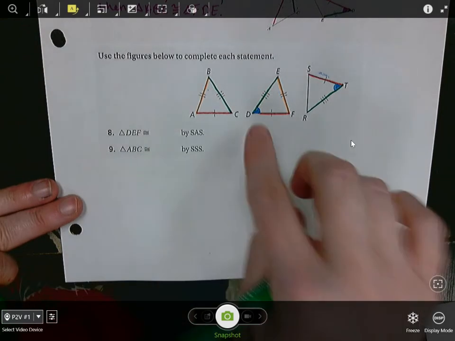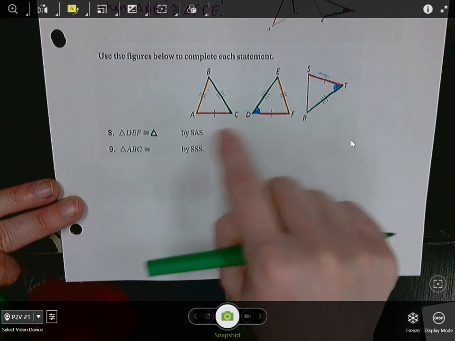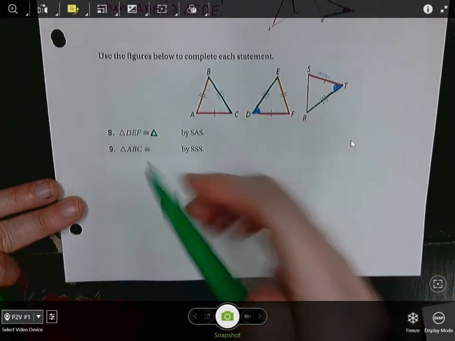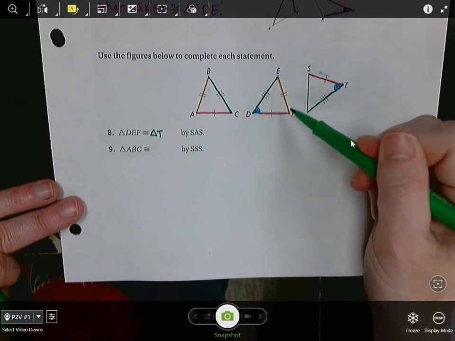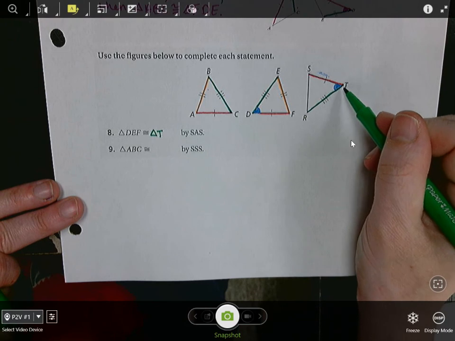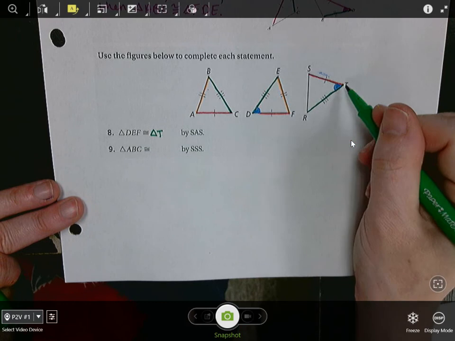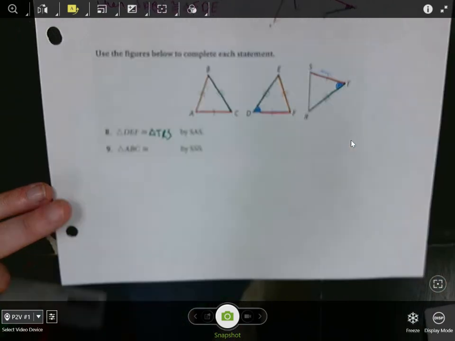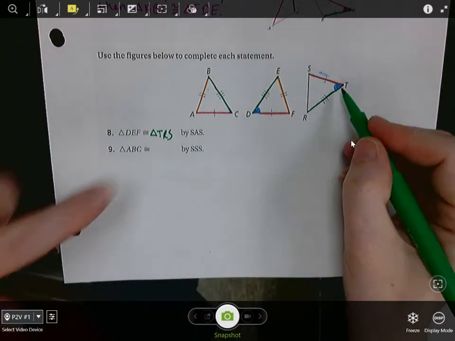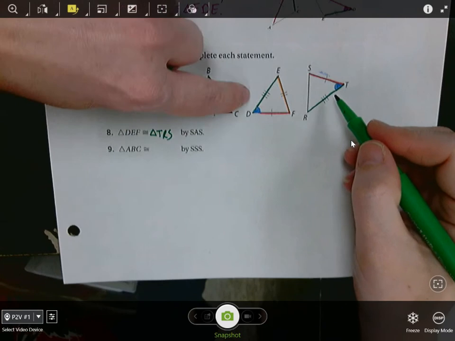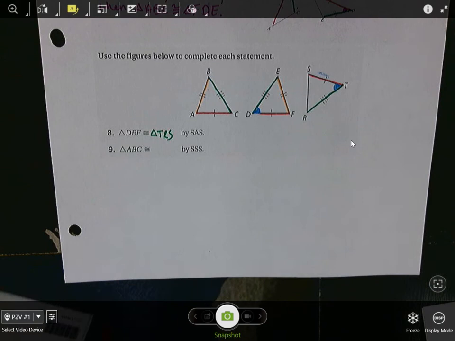So triangle DEF would be congruent to, see how D is listed first? That means I also have to do T first. And then they went DEF. So they went green and then orange. So since I did T, I would have to do T and do green and then R, TRS. Okay, so D and T have to go together. And then since DE was listed first, TR would have to go first.